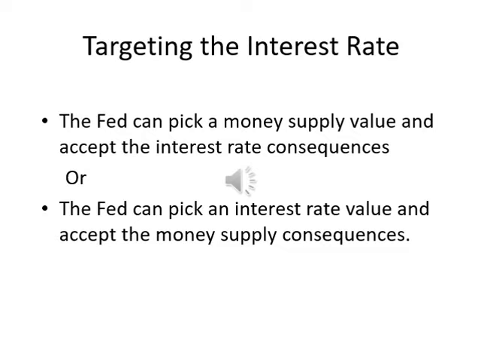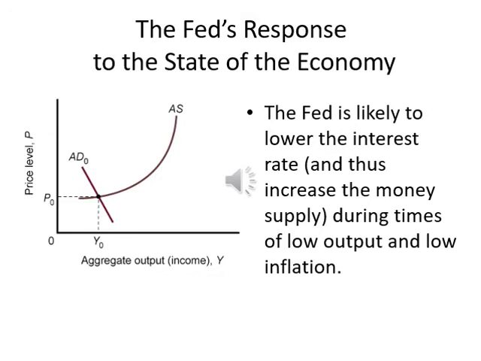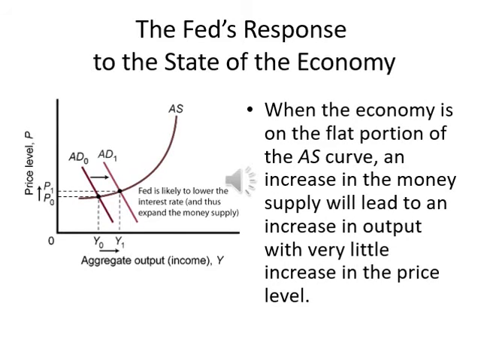The Fed is likely to lower the interest rate, and thus increase the money supply, during times of low output and low inflation. When the economy is on the flat portion of the S-curve, an increase in the money supply will lead to an increase in output with very little increase in the price level.